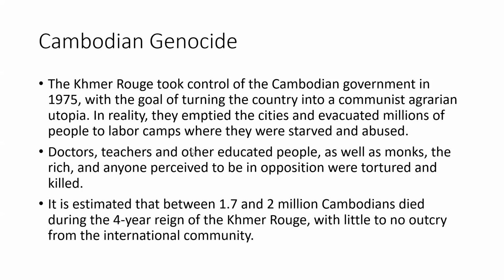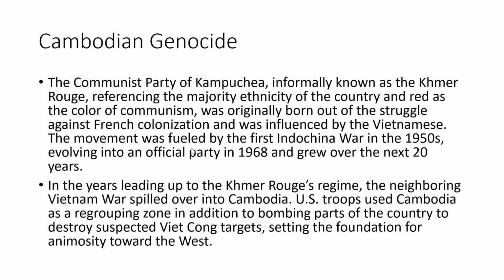So in trying to forcibly turn Cambodia into this vision of theirs, approximately 2 million Cambodians will die from just executions, from starvation, from forcing people out of their homes or their cities into labor camps. And nobody could really do anything about it because, you know, the Vietnam War was ending at the same time.